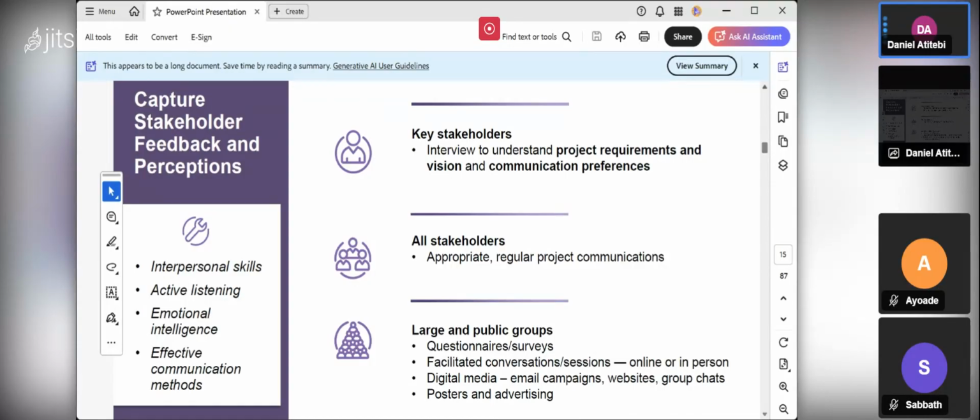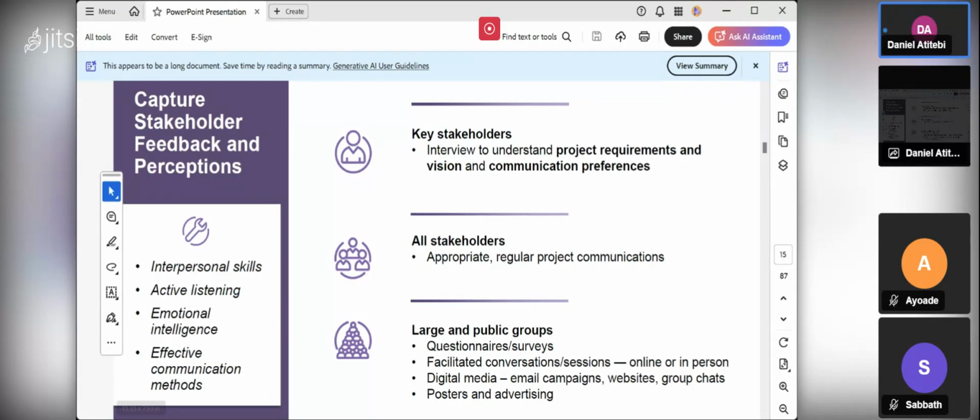Also, you need to capture the stakeholder feedback and perception. To do that, you need what they call interpersonal skill. All those soft skills that can help you to relate well with people. Stakeholders are people, they are not machines. So you must know how to relate with them. You need the skill called interpersonal skill, the ability to listen actively to your customer or end user or your stakeholder. You understand me? Understanding from their point of view what they actually need from your project.